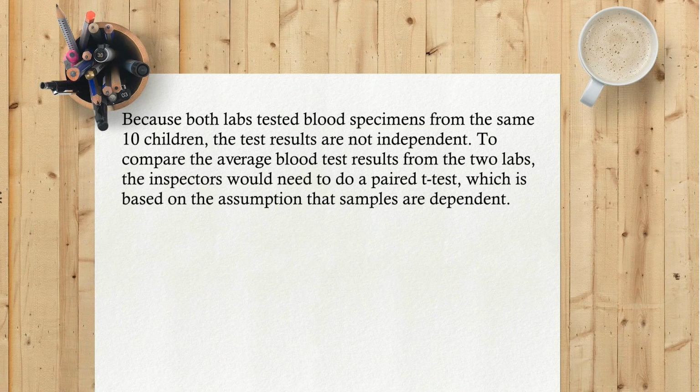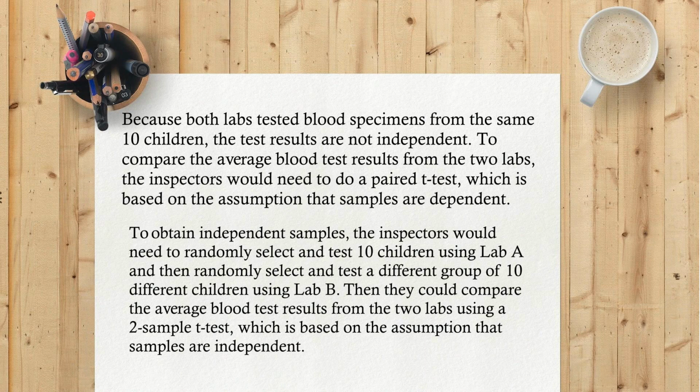Because both labs tested blood specimens from the same 10 children, the test results are not independent. To compare the average blood test results from the two labs, the inspectors would need to do a paired t-test, which is based on the assumption that samples are dependent.